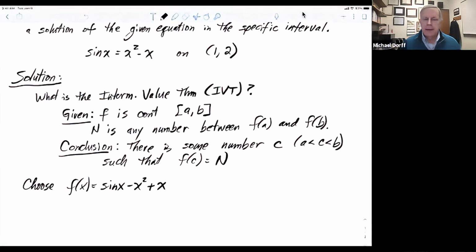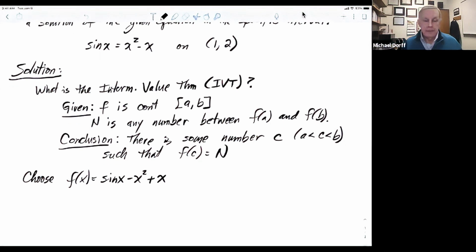If I can show that there is some c value so that f of c equals 0, then I get sine of x minus x squared plus x equals 0. And I can bring the x squared minus x to the other side, and I get sine x equals x squared minus x. So that's my goal. So I want to use the intermediate value theorem.